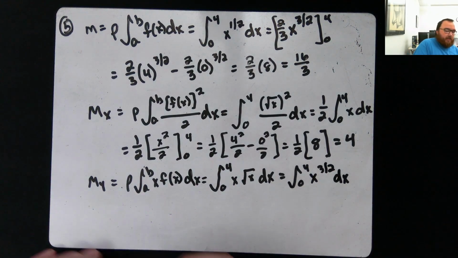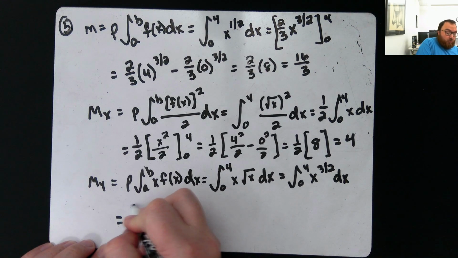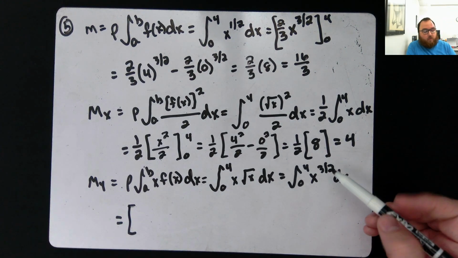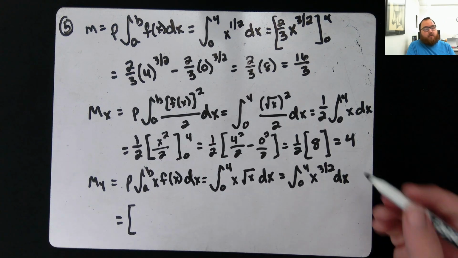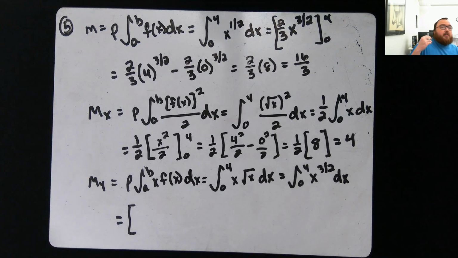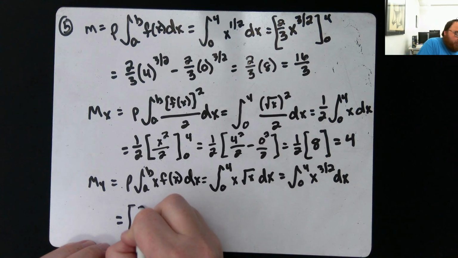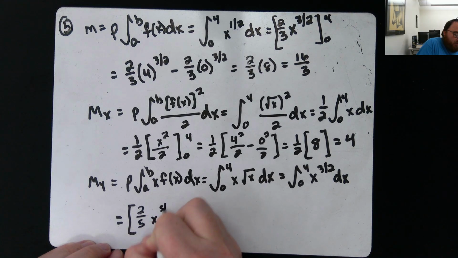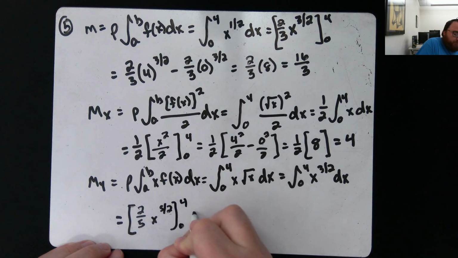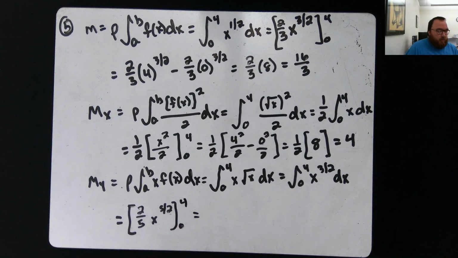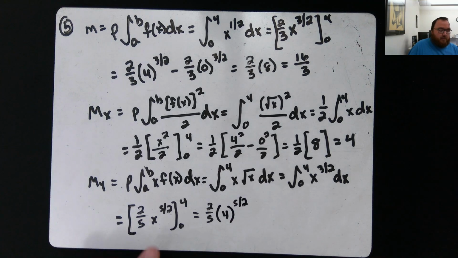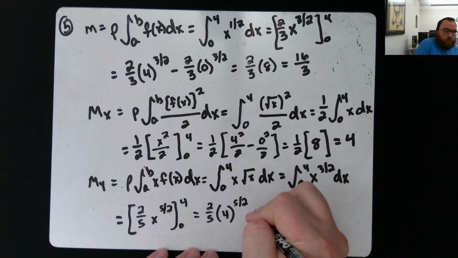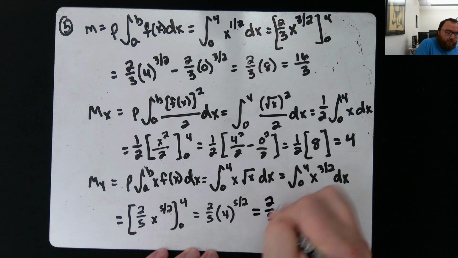Once again, to take the antiderivative, we're going to add 1 to the power. 3/2 plus 1 is 5 halves and then divide by that. Dividing by 5 halves is like saying times 2/5, from 0 to 4. So plug in our top bound, 2/5 times 4 to the 5 halves. 0, if I plugged it in, would be equal to 0, so I don't even have to really worry about that.